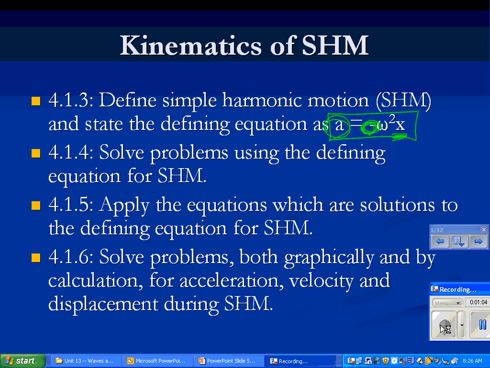Okay, we should be able to solve problems using the defining equation. We should apply the equations which are solutions to the defining equation and be able to solve problems, both graphically and by calculation, for acceleration, velocity, and displacement during simple harmonic motion. So that's our goal today.